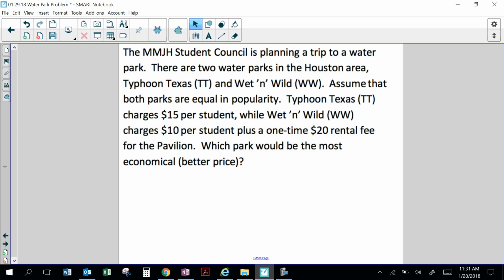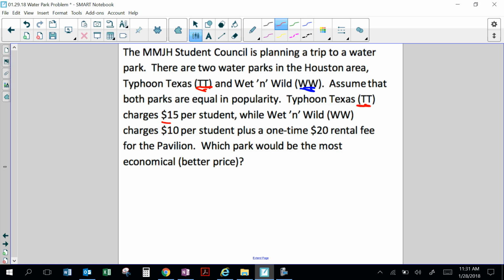The McMeans Junior High Student Council is planning a trip to a water park. There are 2 water parks in the Houston area. Well, actually 3, but we're only going to talk about 2. Typhoon Texas, near the Katy Mills Mall, and Wet n Wild, that's near the Woodlands. We're using the initials TT and Wet n Wild. Assume that both parks are equal in popularity.